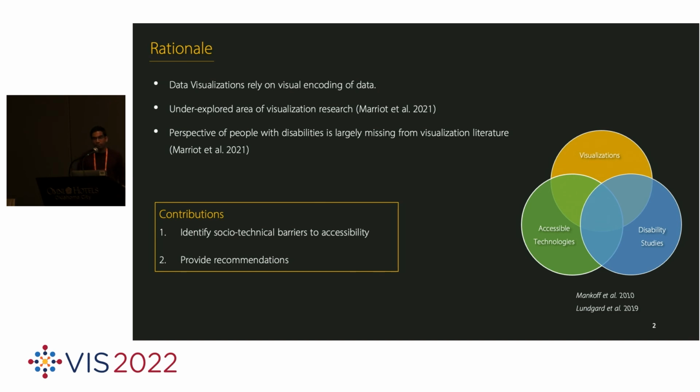So to address some of these limitations, we designed this research study to identify some socio-technical barriers to accessibility by interviewing individuals who are blind or vision impaired. And second, we also provide some recommendations which emerged from analyzing the data from the interviews with these individuals.